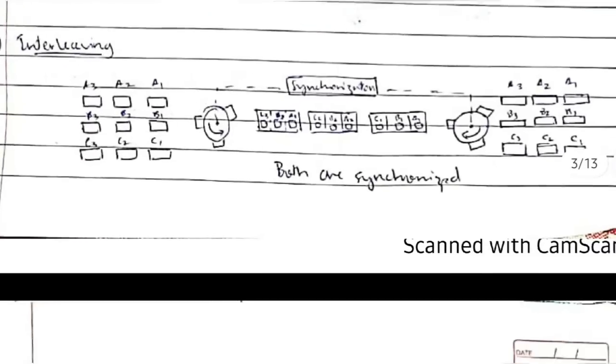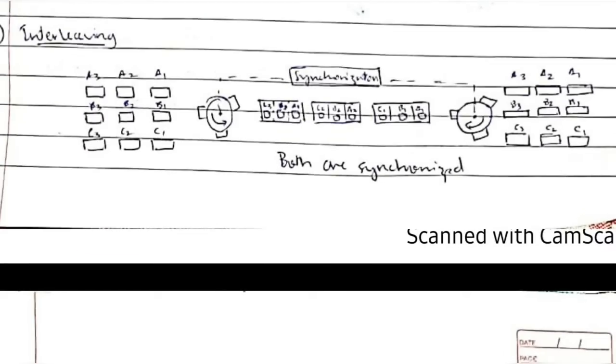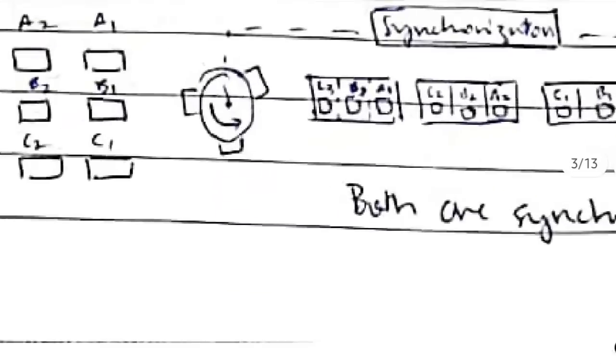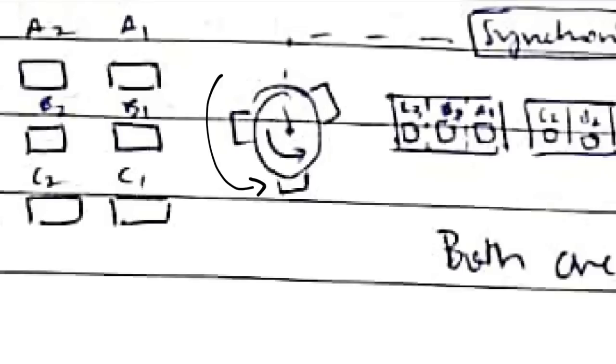The next concept is interleaving. Interleaving means you'll have two rotating circular coils here, and what these coils will be doing is they will be synchronized. Since it's rotating anti-clockwise, what we can consider is, if this is picking up A1, then it will rotate and come.